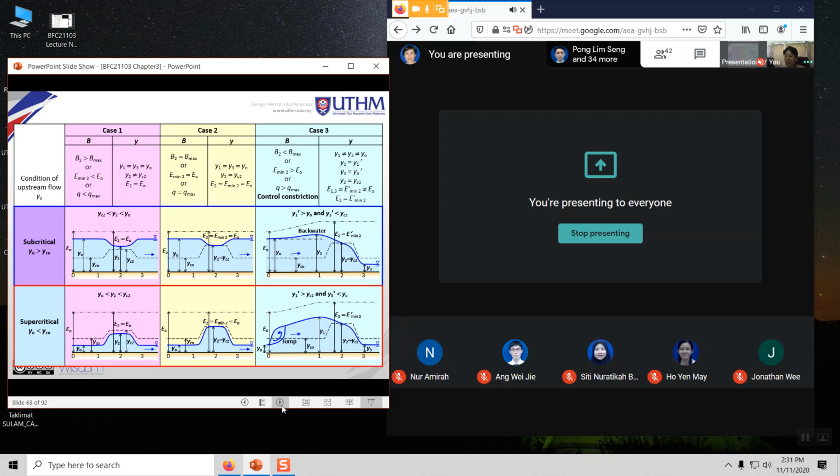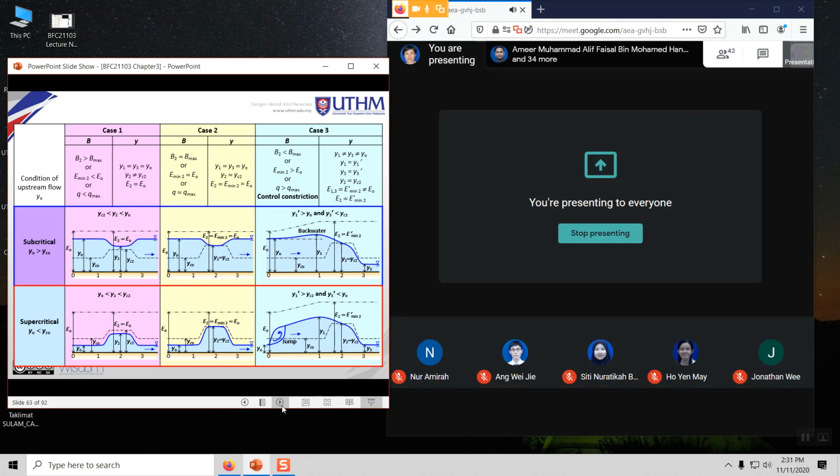On your first column, you have the condition of upstream flow where for case 1, you also need to establish whether it's subcritical or supercritical flow. So once you have established it by comparing Y0 and YC, now here's the thing. I put here YC not because you are going to have two YC. One is YC when the B is B0, because at location 2 your B would be reduced. So sometimes I call it B2. So B2 has a different YC.